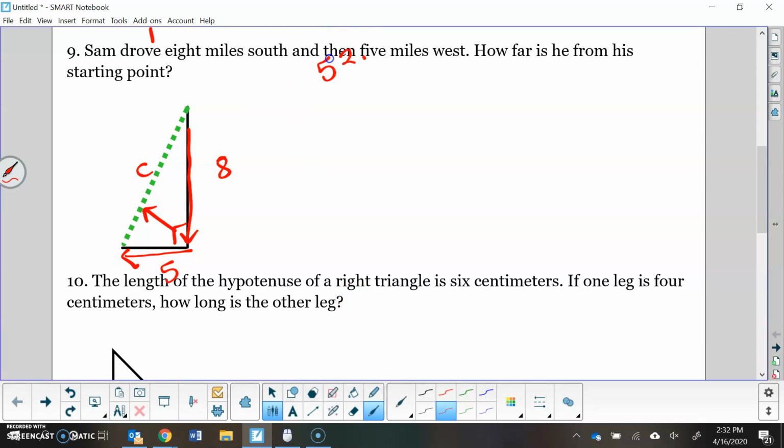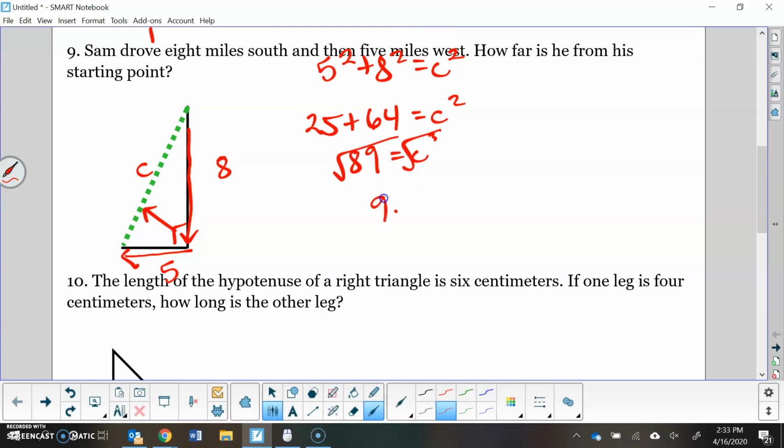So I have 5 squared plus 8 squared equals C squared. 5 squared is 25, 8 squared is 64. I'm going to add those together. That gives me 89. And when I take the square root of 89, I get approximately 9.43 miles. So he's about 9.43 miles from where he started.